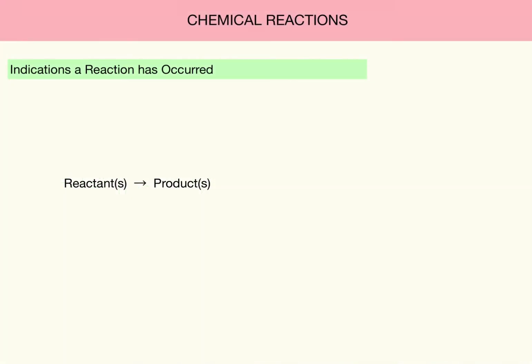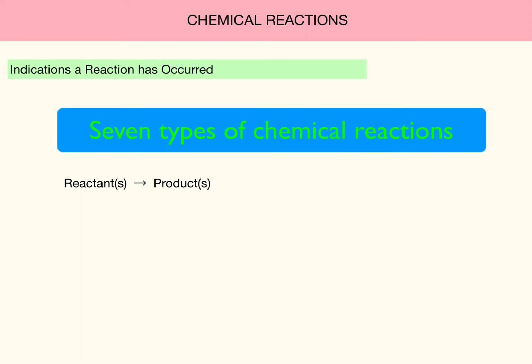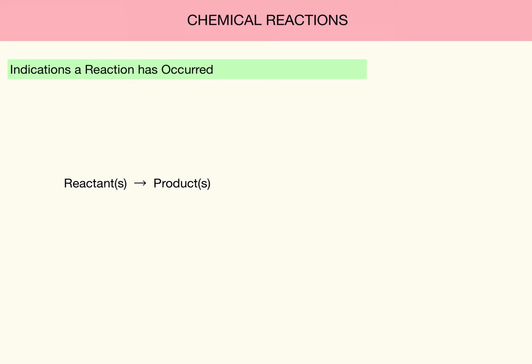Our next main topic is that of the 7 types of chemical reactions. But first, a little background. When you mix some reactants, some reagents, when you mix some chemicals, what are some of the indications that a reaction has actually occurred? Well, you might see bubbles, or you might actually see the appearance of gas formed.